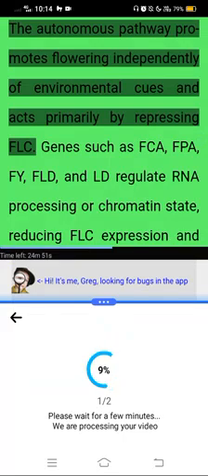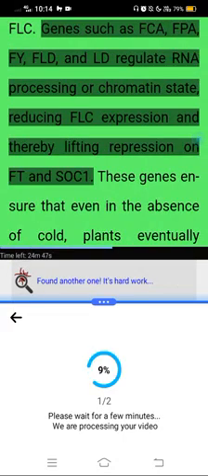The autonomous pathway promotes flowering independently of environmental cues and acts primarily by repressing FLC. Genes such as FCA, FPA, FY, FLD, and LD regulate RNA processing or chromatin state, reducing FLC expression and thereby lifting repression on FT and SOC1.